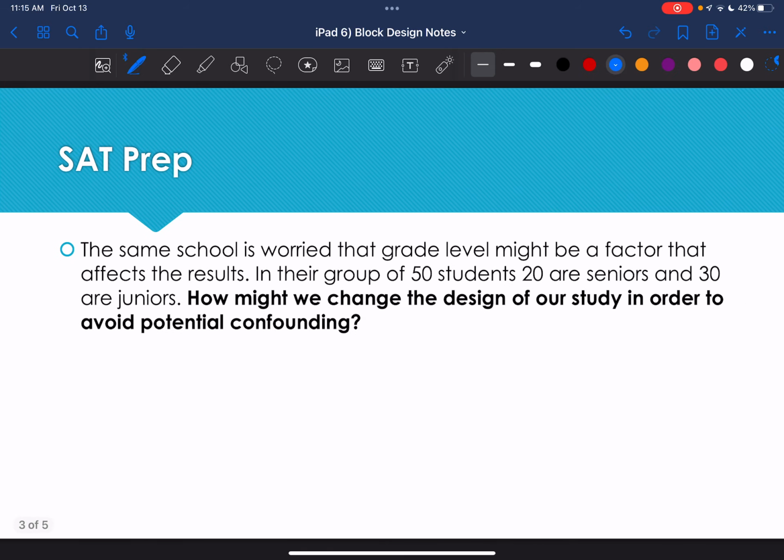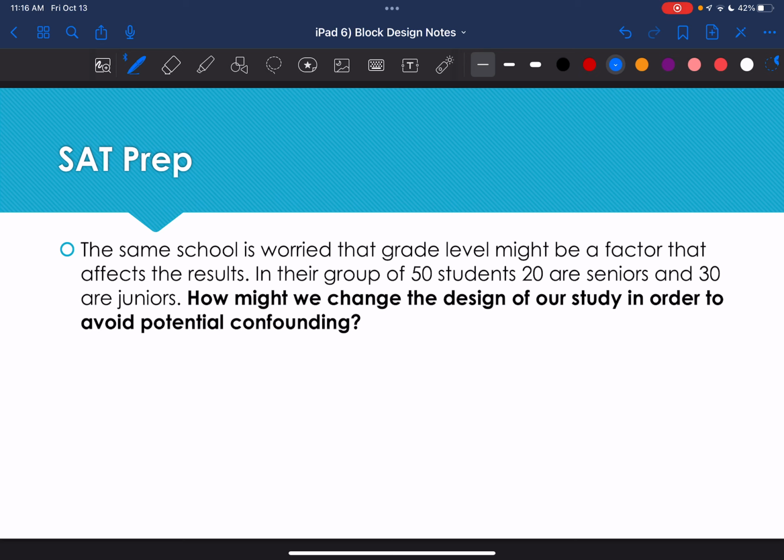The same school is worried that grade level might be a factor that affects the results. In their group of 50 students, 20 are seniors and 30 are juniors. Now, this depends on what time of year it is. If it's the end of the school year, juniors might be more motivated than seniors, because the seniors don't care about the SAT anymore. At the beginning of the school year, juniors don't care yet, and the seniors do because they have one last chance before their college applications are due. So the grade level concern is actually a pretty big one.